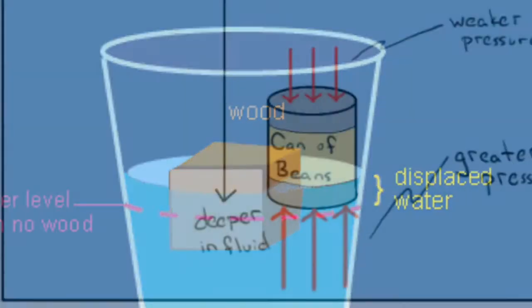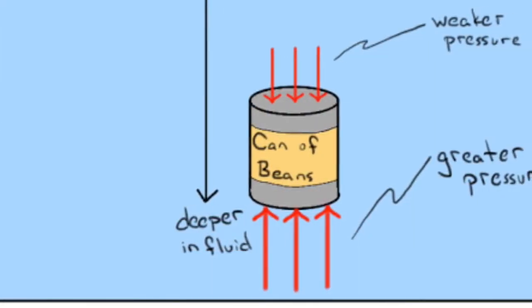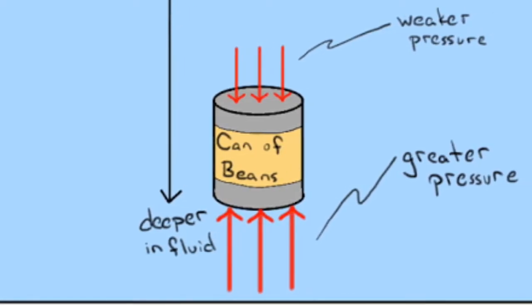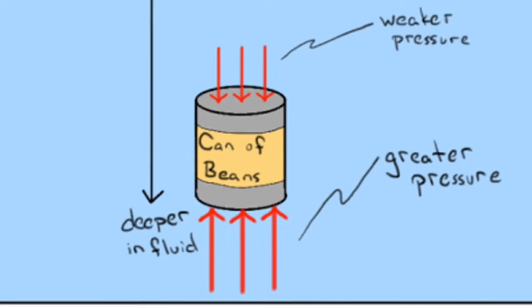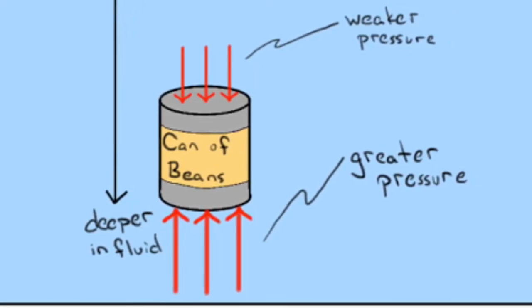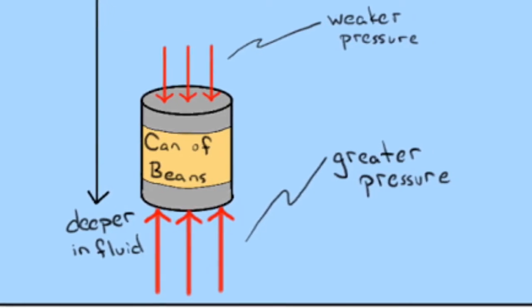See someone drop a can of beans in a pool of water. Yeah, that's because pressure increases as you go deeper in a fluid. The force from pressure exerted downward on the top of the can of beans will be less than the force from pressure exerted upward on the bottom of the can.